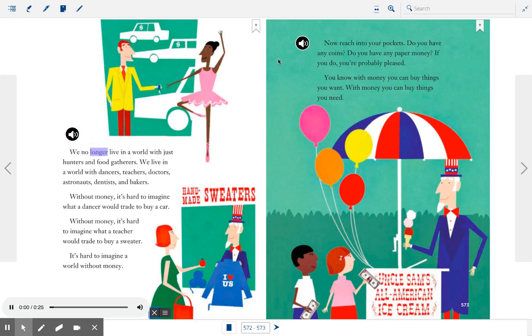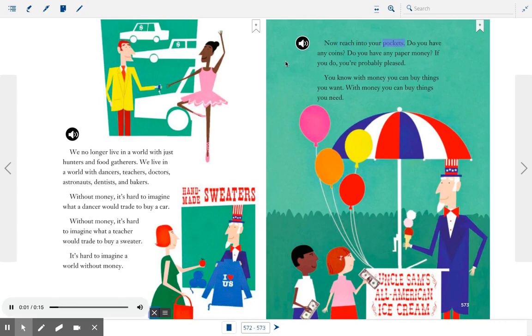We no longer live in a world with just hunters and food gatherers. We live in a world with dancers, teachers, doctors, astronauts, dentists, and bakers. Without money, it's hard to imagine what a dancer would trade to buy a car. Without money, it's hard to imagine what a teacher would trade to buy a sweater. It's hard to imagine a world without money.